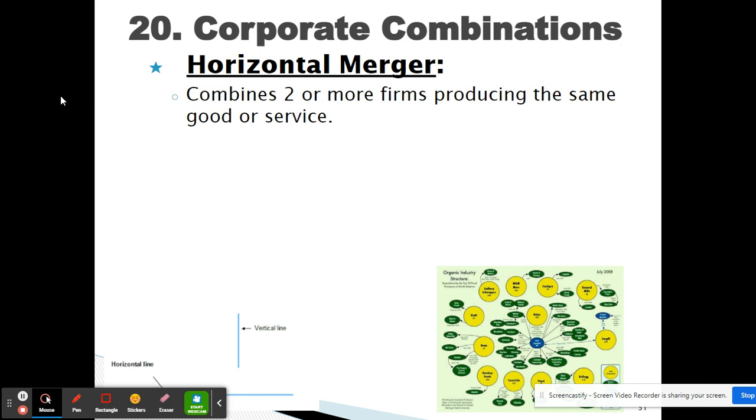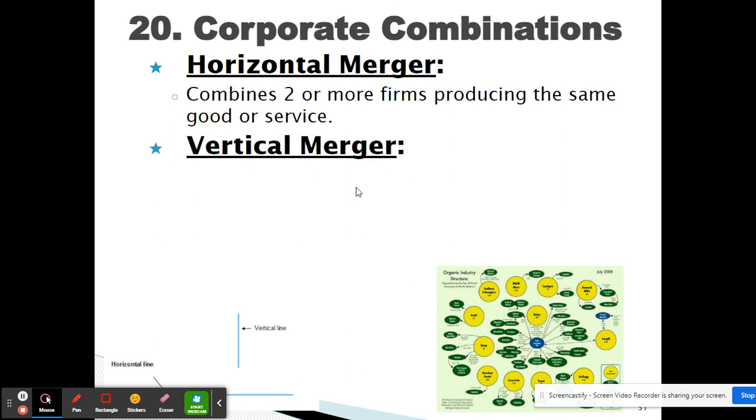Typically, if you have a horizontal merger, you're merging with a competitor. You produce the same good or service, but maybe they're in a different market. Like if Southwest and Delta merged, it would be two companies in the airline industry, but in different locations. Southwest focuses on the Southwest U.S. and Delta focuses on the South and East Coast.